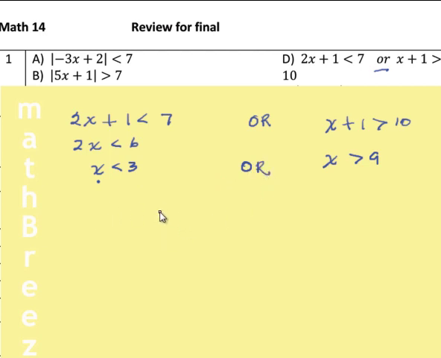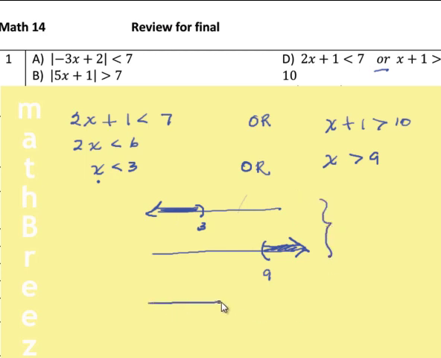So here's x less than 3, to the left. And x greater than 9 is this piece. So the combination is both together. If we put them together, we have everything to the left of 3 and everything to the right of 9. And that's what we do for an or. We combine the two.